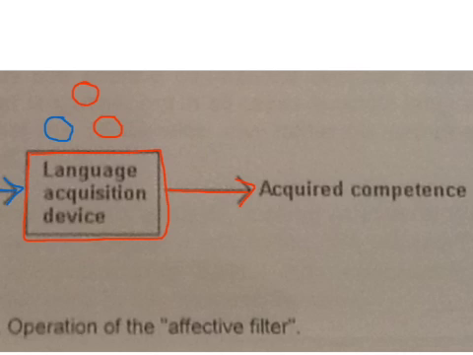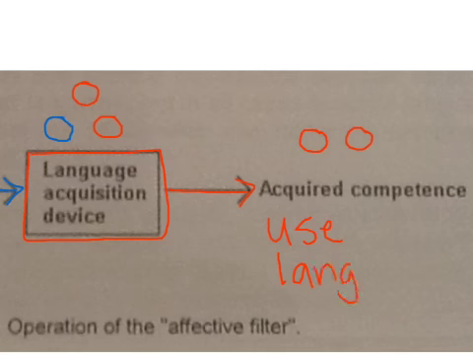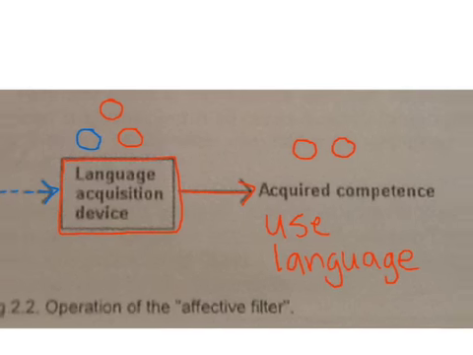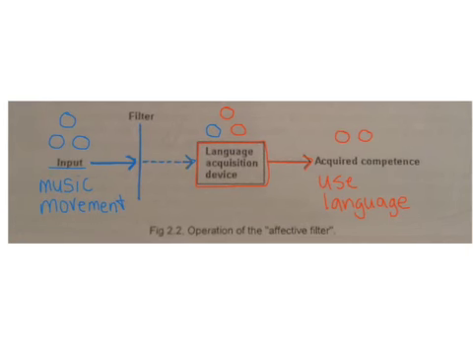Okay. Our acquired competence isn't going to be quite as high as our pool of information that we're pulling from, but the more information that gets through to our acquisition device, the more we can use in our acquired competence, or how we use language in reading, writing, speaking, and listening. So there we have Krashen's affective filter hypothesis and how second language is acquired.